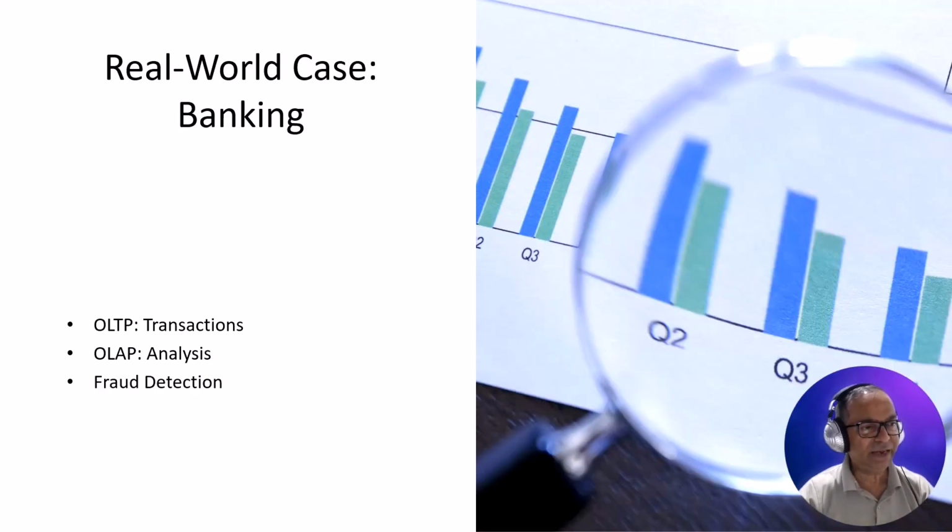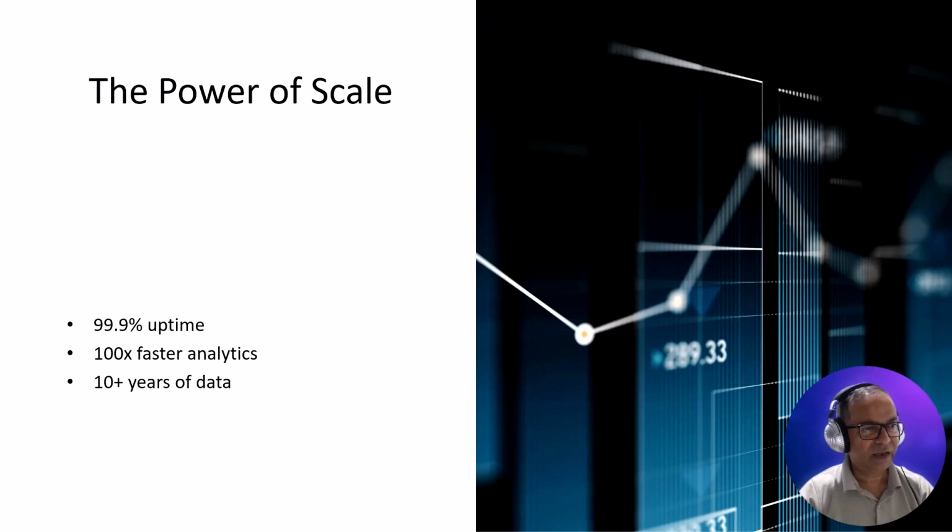In banking, OLTP handles ATM transactions, while OLAP is used for fraud detection and trend analysis. Combining OLTP and OLAP enables both operational efficiency and deep business intelligence.